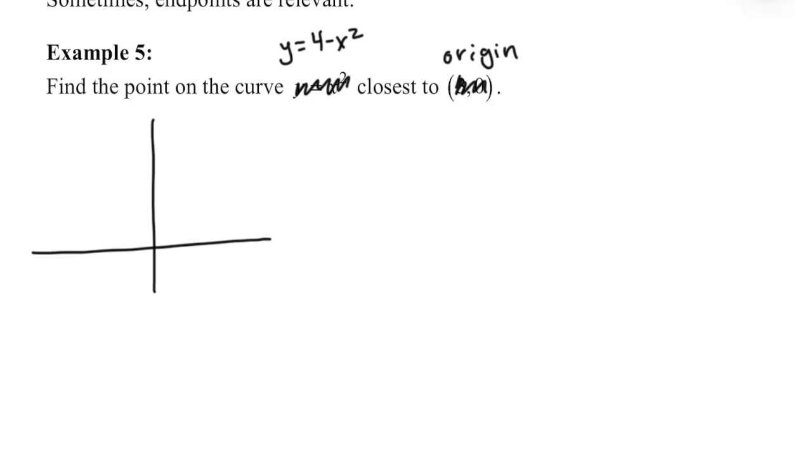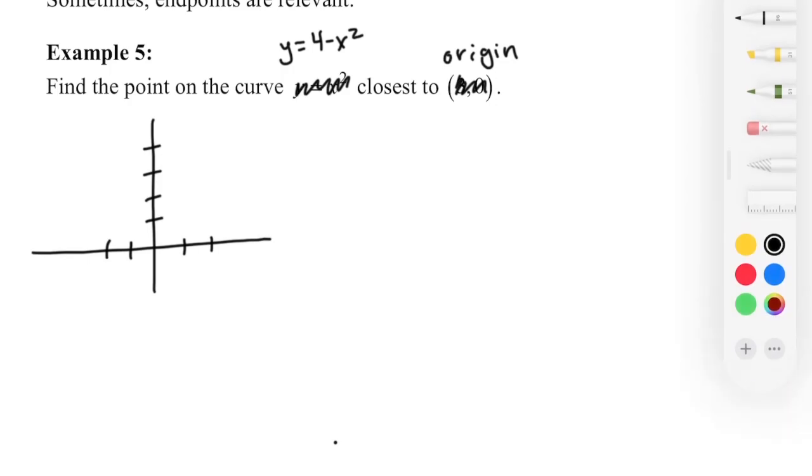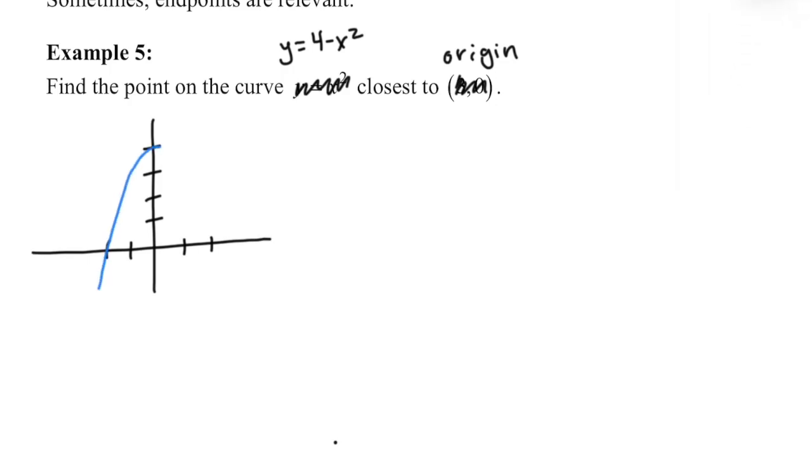So I have a parabola that's been shifted up 4, and I know that at -2 and 2, I have x-intercepts. So something like this is good. And I want to find where it is closest to the origin.